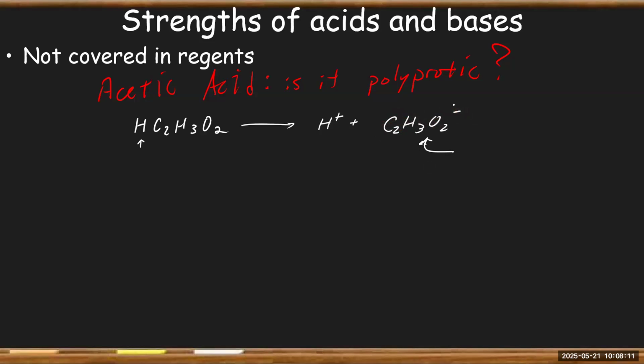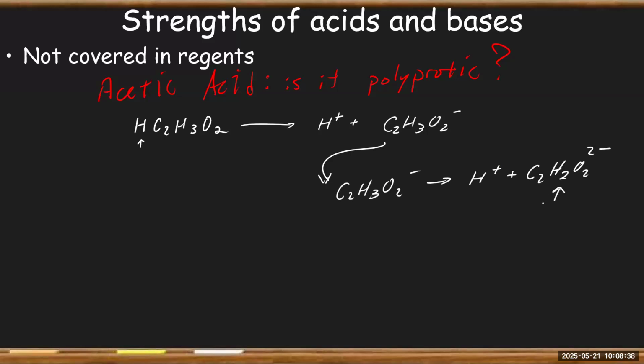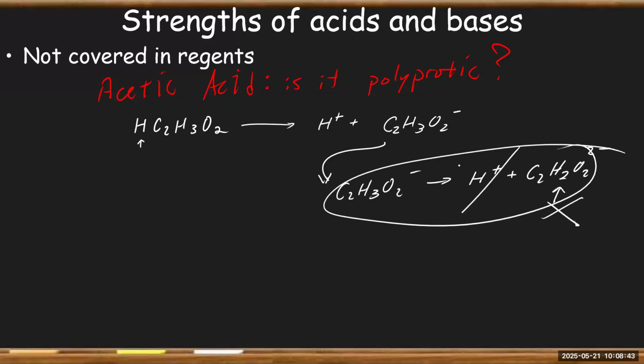So this does happen. The question is, why doesn't this act like a polyprotic? Well, if it acts like a polyprotic, what does that mean? Just like HSO4 minus, then we would expect it to go through one of these, right? C2H2O2 2 minus. I have a question for you. Is this a thing? No, it's not a thing. So therefore, this whole thing doesn't happen.